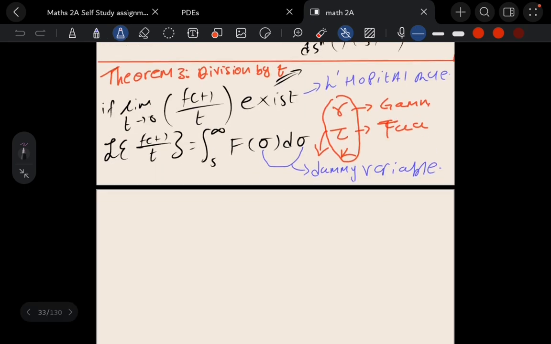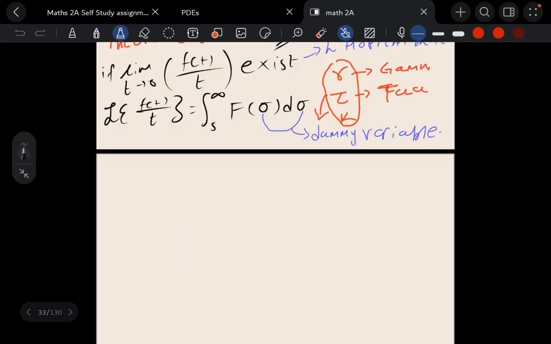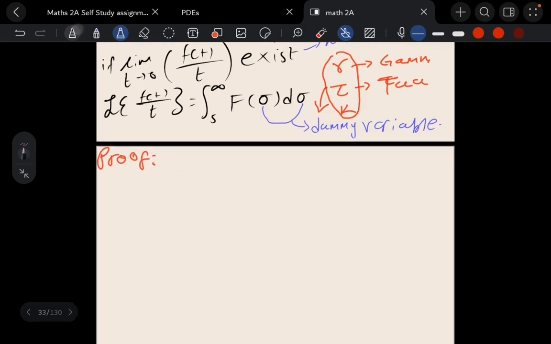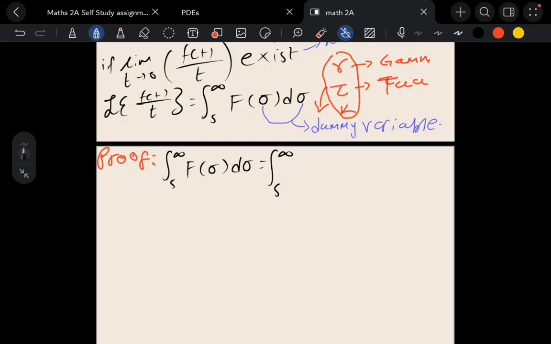Now, what is the proof of this theorem? Because every theorem must be given a proof. So the proof will be the integral from s to infinity of f of sigma d sigma is equal to an integral from s to infinity. Now we only know that to get the f of sigma, let us say that the Laplace transform of f of t is going to be f of sigma. It's an example.